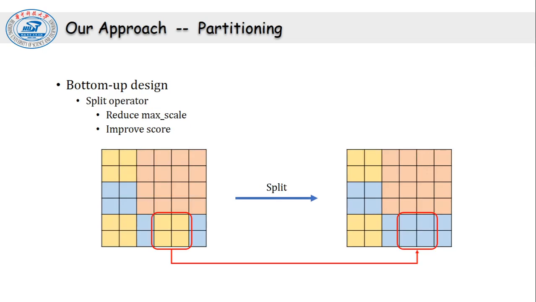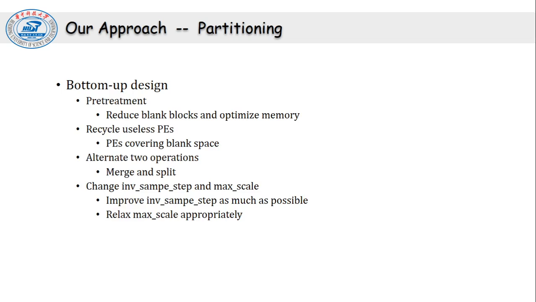After processing all mergeable tiles, if there are surplus PEs, we try to split the tiles. This operation can not only reduce the overshoot, but can also improve the score of the corresponding covered area. In addition to the above two operations, we also have made some detailed optimizations.